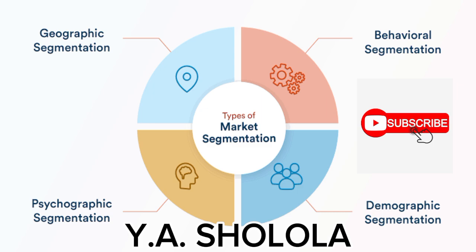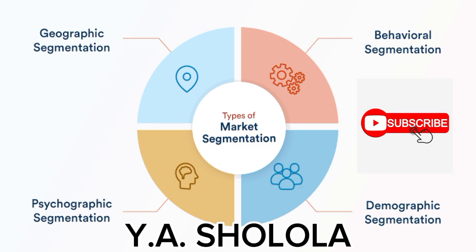There are four primary types of market segmentation, which we will explore in detail. The first is demographic, the second is geographic, the third is psychographic, and the fourth is behavioral segmentation. So let's break down each of these segments. The first we'll be looking at today is demographic segmentation.